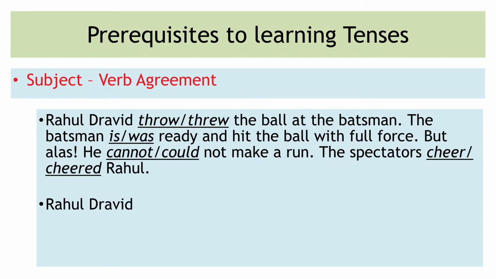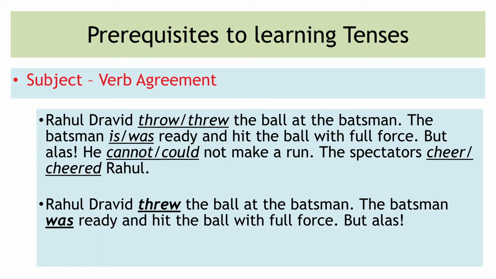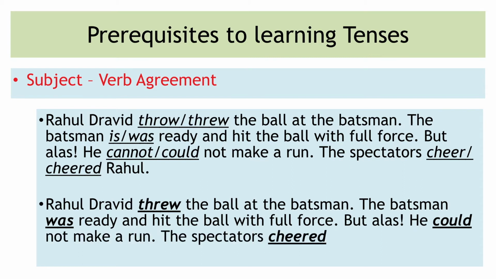Rahul Dravid threw the ball at the batsman. The batsman was ready and hit the ball with full force. But alas, he could not make a run. The spectators cheered Rahul. The sentence is in past tense and therefore we have chosen past verbs in past form.